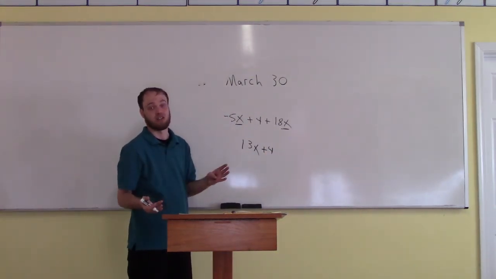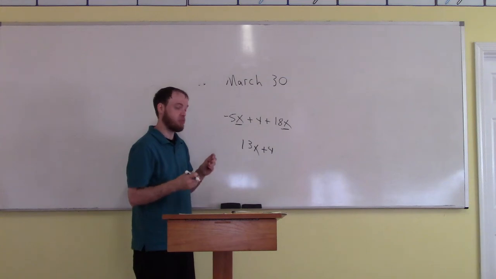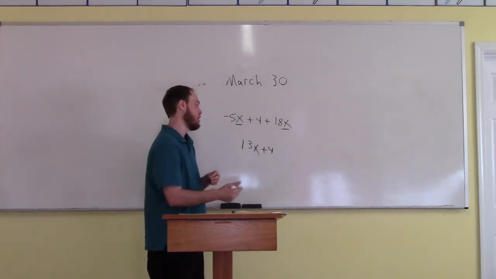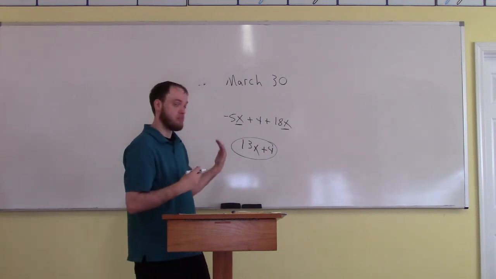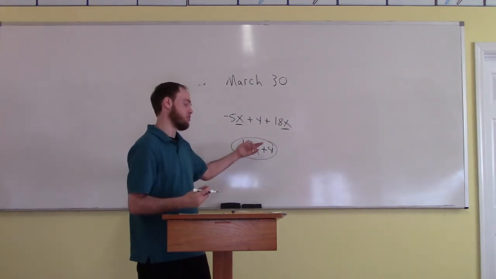You cannot combine unlike terms. So if it doesn't have the object with it, if they're not the same, you can't combine them. So that will be your final answer. Remember, alphabetical, number goes on the end. So the 13x comes first and then the 4.